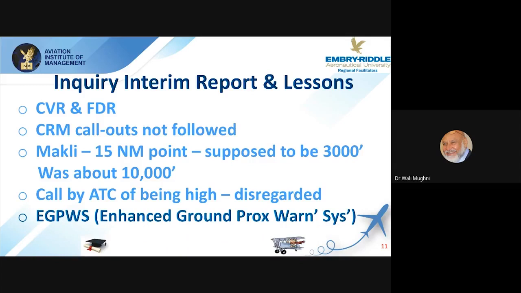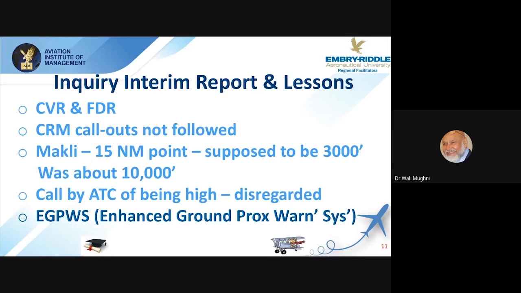Also, not surprisingly, there's EGPWS, which is the Enhanced Ground Proximity Warning System. When your undercarriage is up, there's a horn blowing, and there is a ground proximity warning, which means you're coming close to the ground. There's also a radio altimeter that tells you how high you are above the ground. That warning was coming in, the undercarriage as well as EGPWS. But again, that was disregarded. Why was this disregarded?